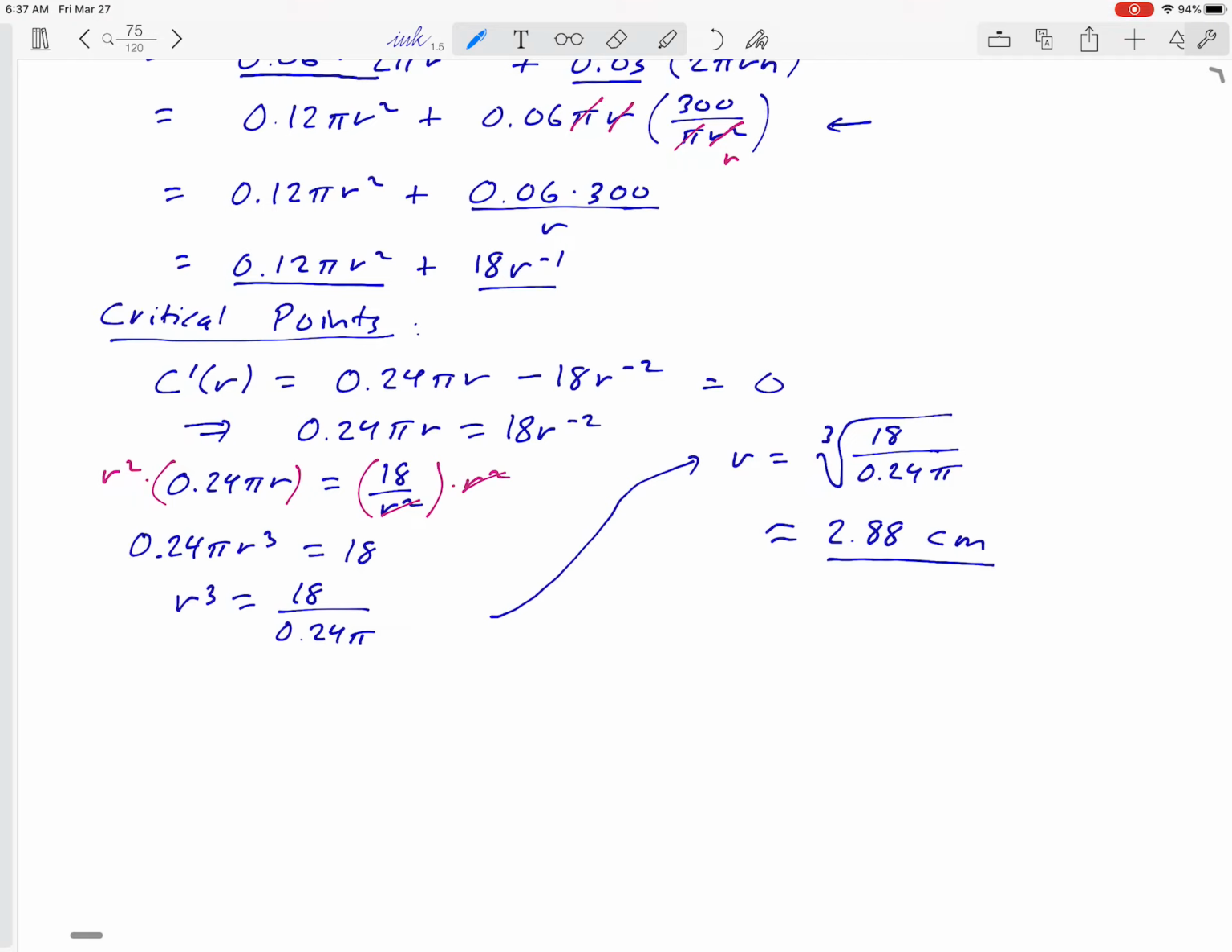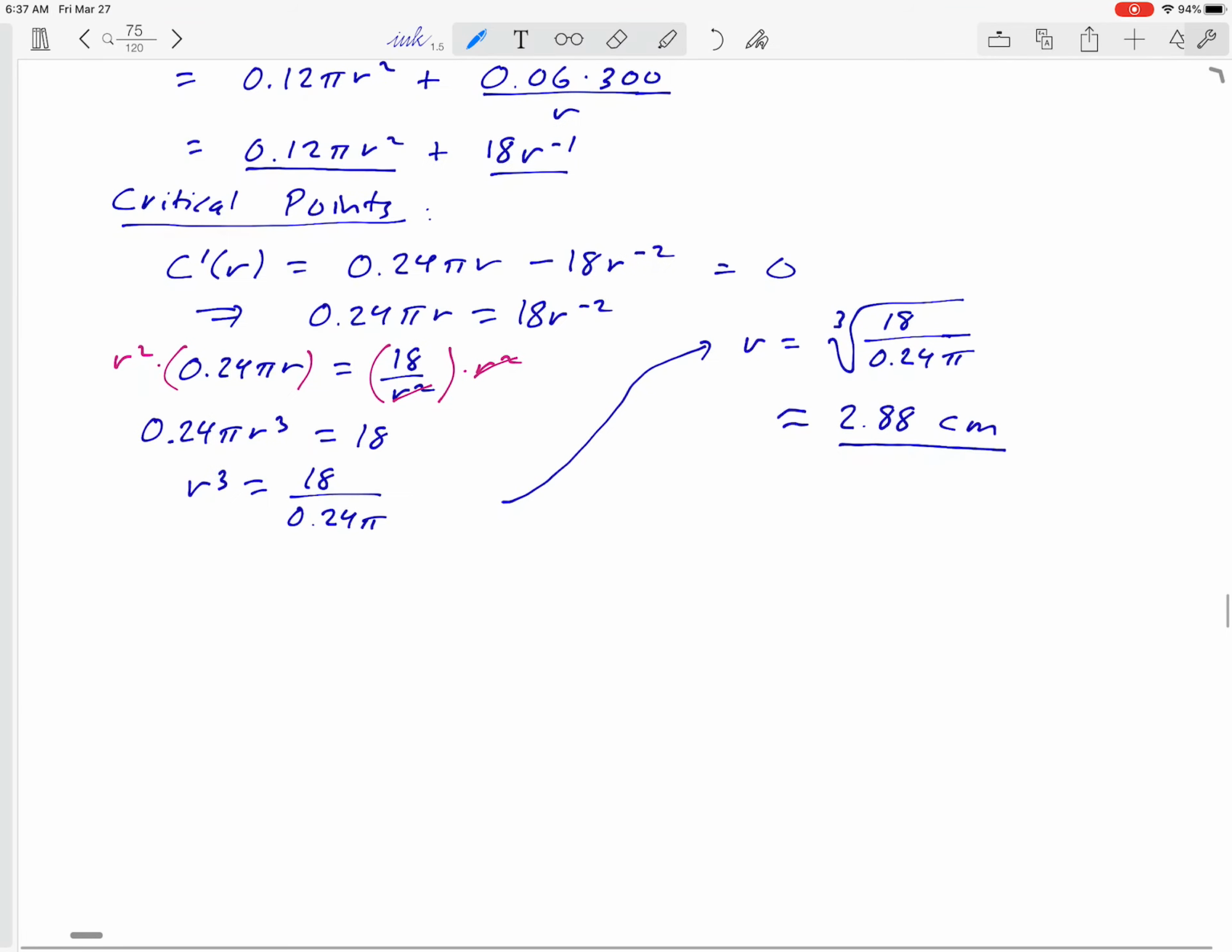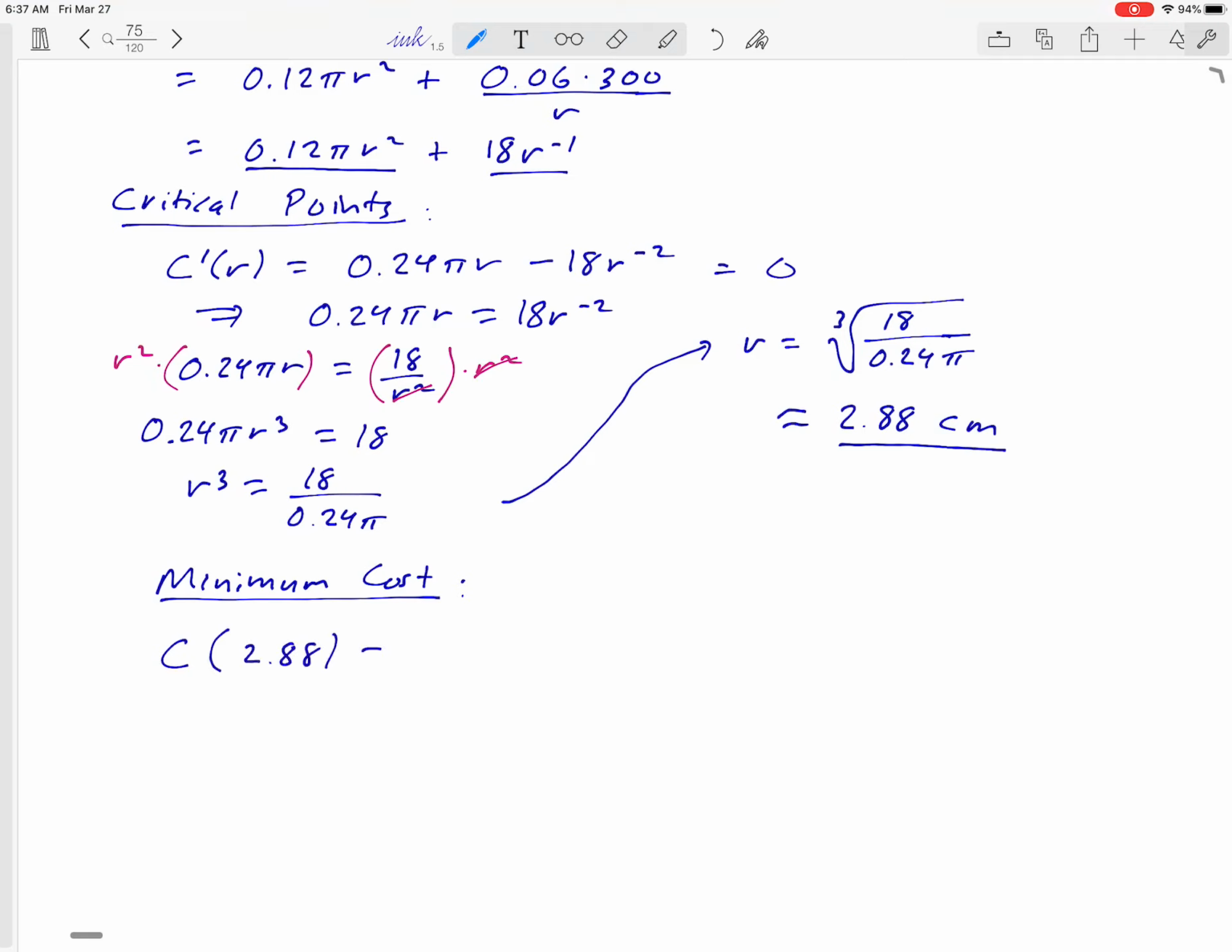Okay, so what did they ask us for in the problem? What were we trying to find? Well, if you look way back at the beginning, they wanted the minimum cost of the can. This is our one and only critical point, so this should be the place where the minimum cost occurs if we've done our work right. So we need to take that value of r and plug it into our cost function to figure out what the minimum cost is. That's going to be the last step here.